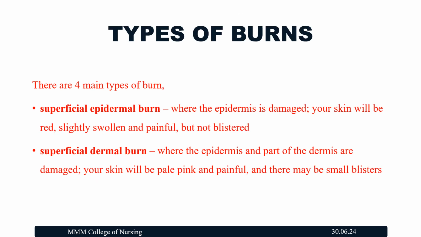Based on the layers damaged, we are able to assess the types of burns. There are four types of burns. Superficial or epidermal burn, where the epidermis is damaged and the skin will be red, slightly swollen and painful but not blistered. Second one is superficial dermal burn, where the epidermis and part of the dermis are damaged. In this, the skin will be pale pink in color, painful, and there may be small blisters also.